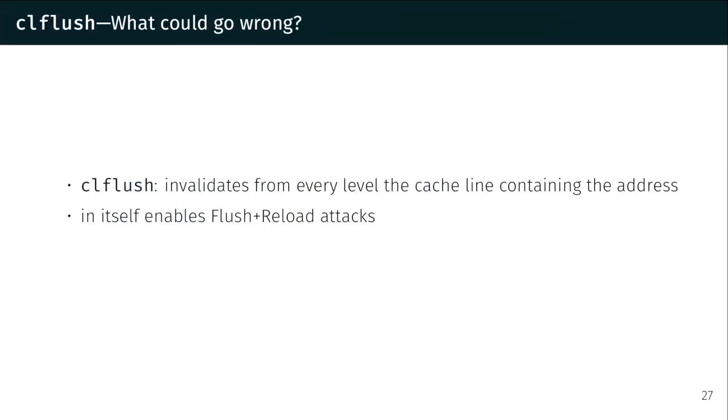So enough about the MOV instruction. Let's head to CLFlush. This CLFlush instruction invalidates from every level the cache line that contains the address that you pass to this instruction. In itself, it's kind of bad because it enables the Flush+Reload attacks that we showed earlier. That was just flush, reload, and the flush part is done with CLFlush. But there's actually more to it. How wonderful.